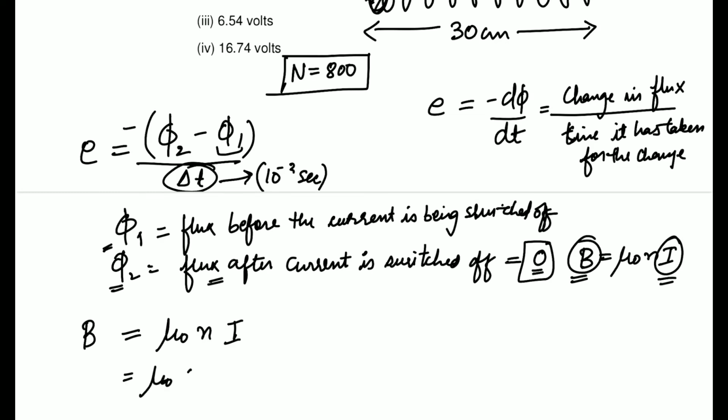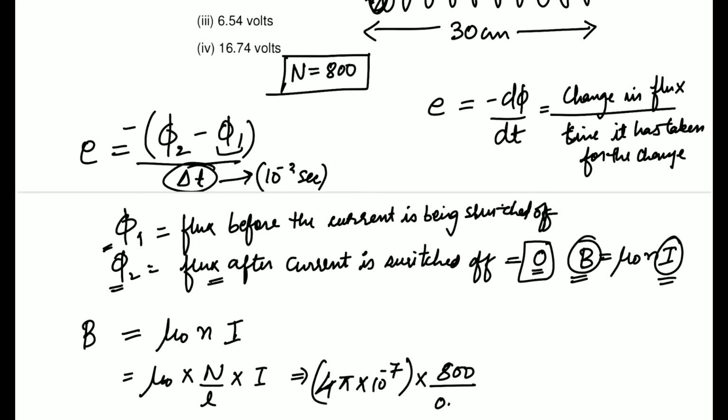Mu naught is the constant, n is the number of turns per unit length, so this is N upon length, and I is the current. Now these things are given to us. Mu naught has a value of 4 pi into 10 to the power minus 7, multiplied by the number of turns, which is 800, divided by the length, 30 centimeter, so I can write it as 0.30 meter, multiplied by the current, which is 2.5 ampere.